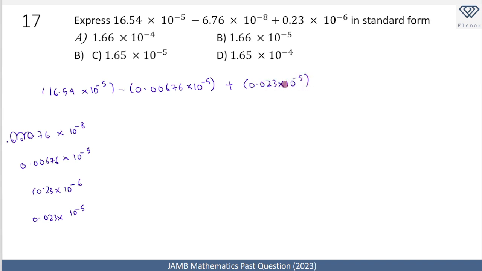Now as you can see, 10 to the power of minus 5 is common to everything, so I can factorize that. 10 to the power of minus 5 is common, and I'm left with 16.54 minus 0.00676, then plus 0.023. Now when I sum all of this together, that results in what?